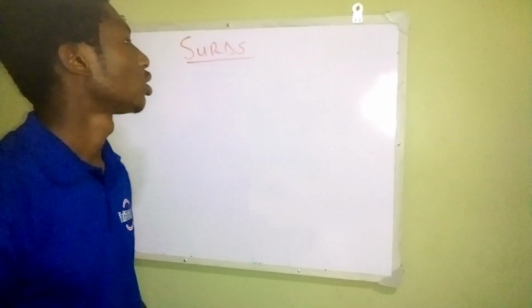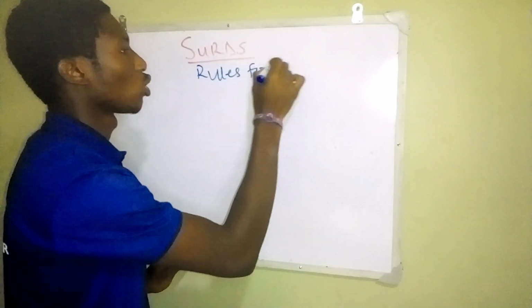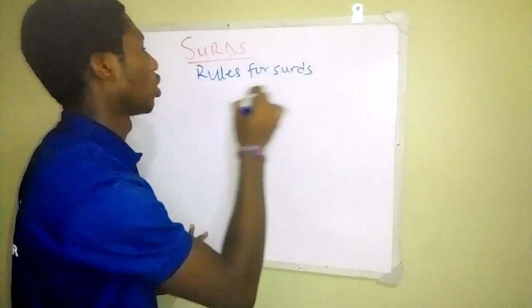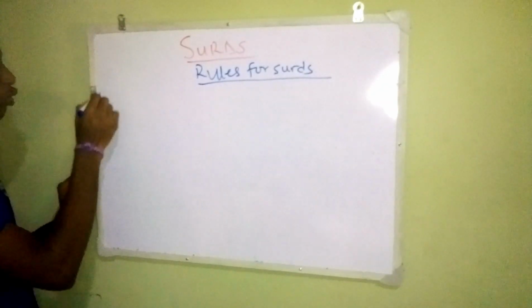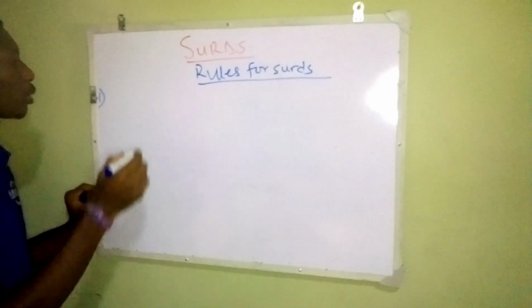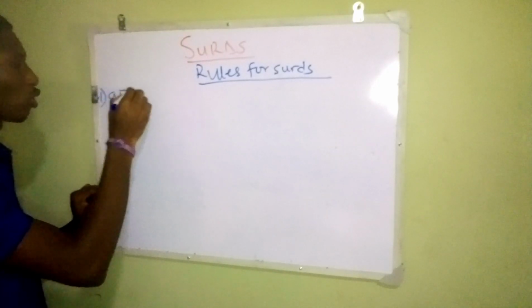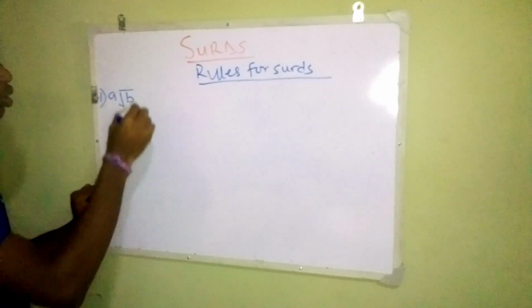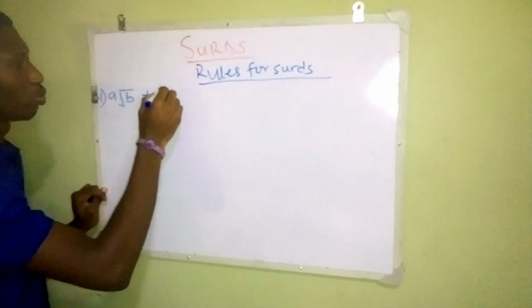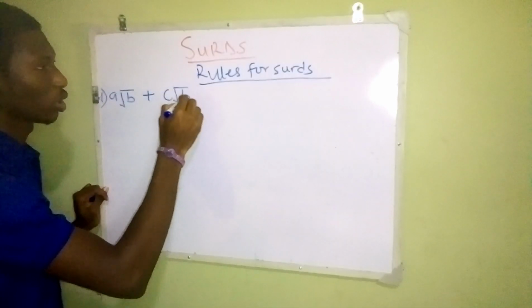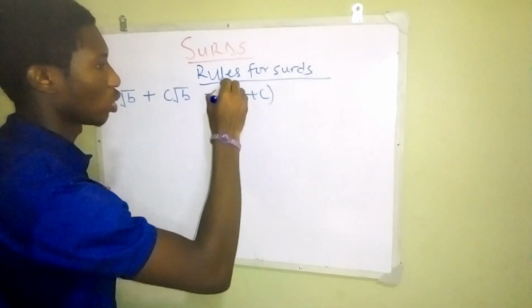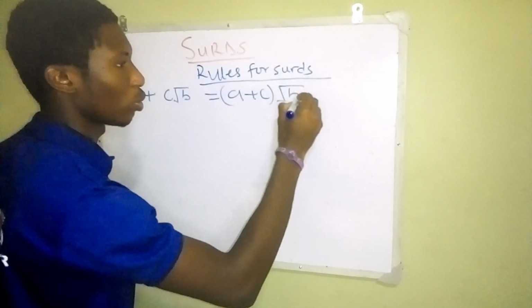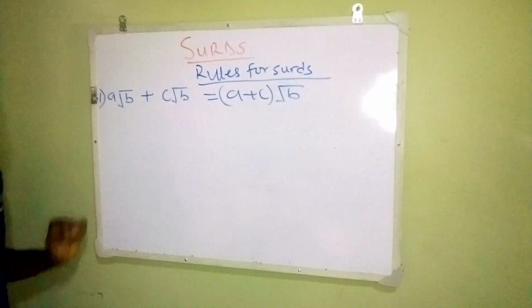So we'll be looking at the rules for surds. Now, the first rule I would like us to be familiar with. The first rule states that if I have an expression A square root of B plus C square root of B, it is equal to A plus C square root of B. This is what the first rule says.